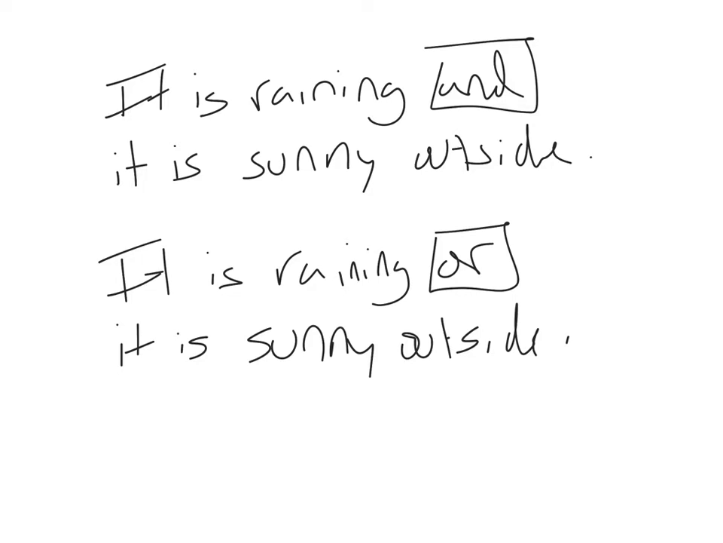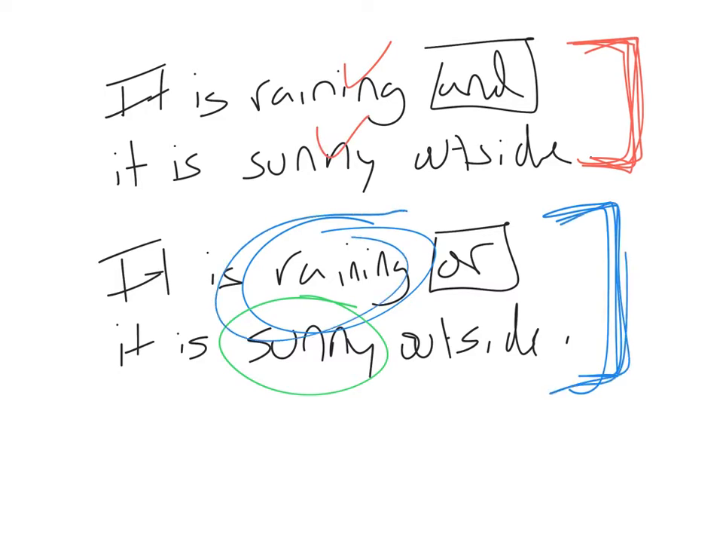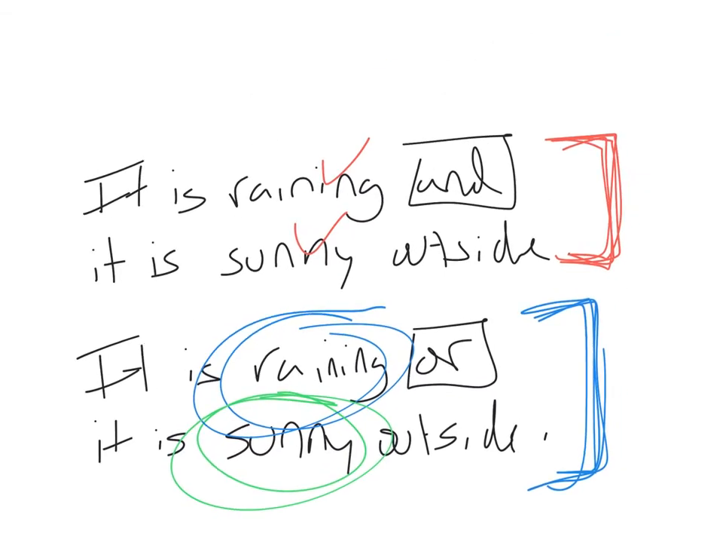In order for this whole sentence to be true, it only needs to be one or the other. If it's raining, then the whole sentence is true because it says raining or it is sunny. Vice versa, if it is sunny and not raining, again, the whole sentence is true because it only has to be one or the other. So the first one again, in order for the whole sentence to be true, it needs to be both of these things. Whereas in the second sentence here, it can be one or the other.